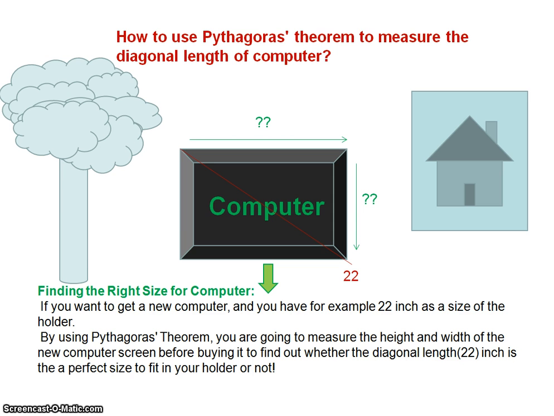Also, we can apply this theorem on a computer or a TV screen. If you want to get a new computer and you have, for example, 22 inches as the size of the holder, by using the Pythagorean theorem, you are going to measure the height and width of the computer screen before buying it to find out whether the diagonal length of 22 inches is the perfect size to fit in your holder or not.